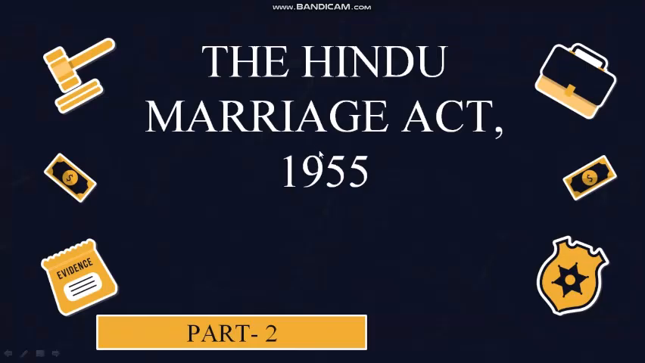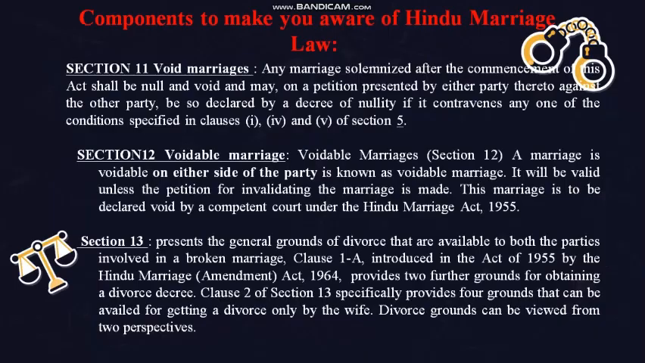So hello guys, this is part 2 of the Hindu Marriage Act 1955 and our next point is Section 12, voidable marriage. A marriage that is voidable on the part of either party is known as a voidable marriage. It will be valid unless a petition for invalidating the marriage is made. The marriage is to be declared void by a competent court under the Hindu Marriage Act 1955.